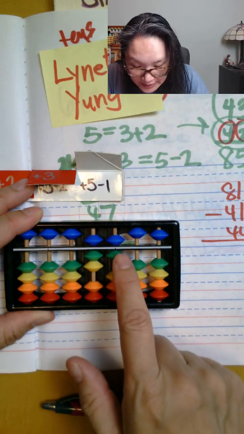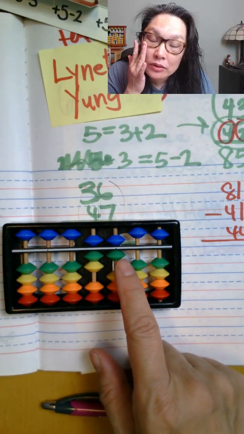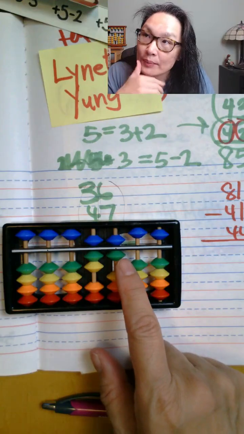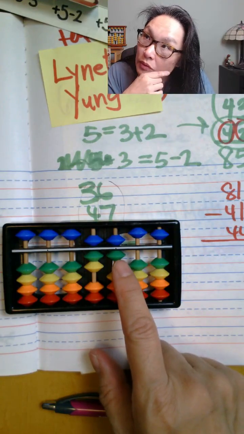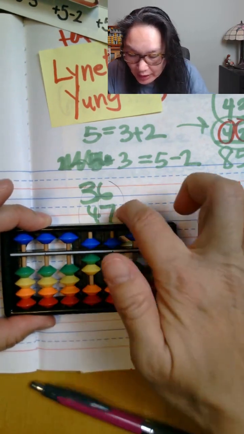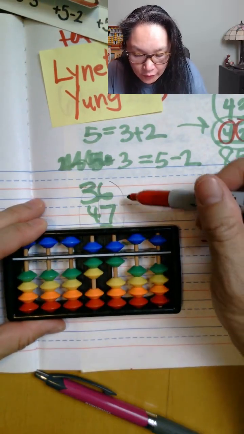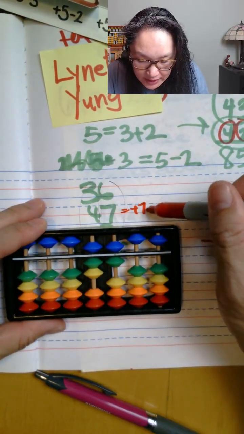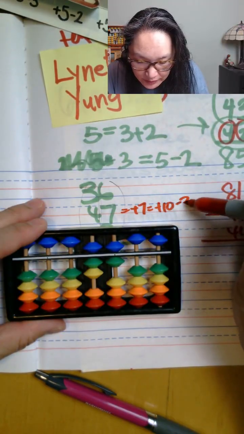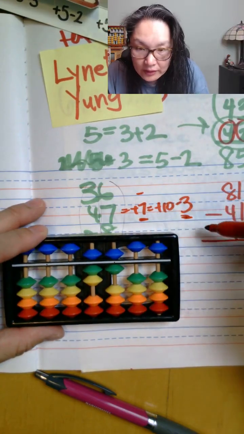Now I have to add the 7. Adding 7 is a little bit different. Why? Because now we're talking about a 2-step equation. How do I know? Well, the first thing we've got to do is understand how to add the 7. When we add the 7, there's not enough. There's a formula we need to know. Plus the 7 is equal to plus the 10 minus 3. The 3 and the 7 are pairs.